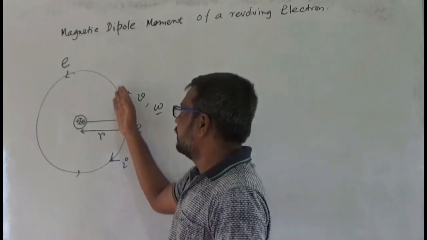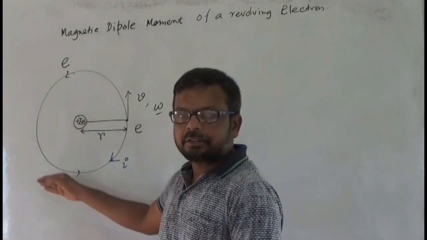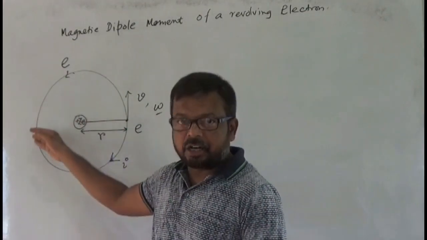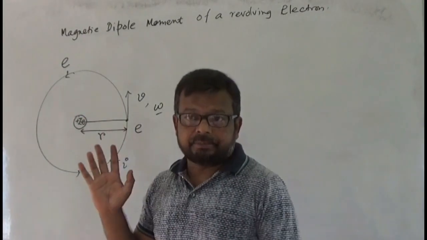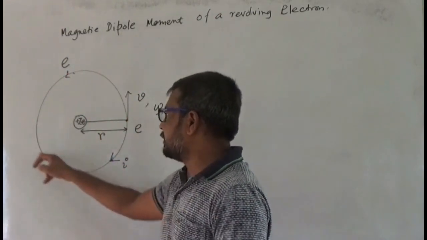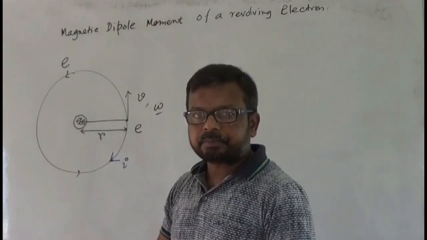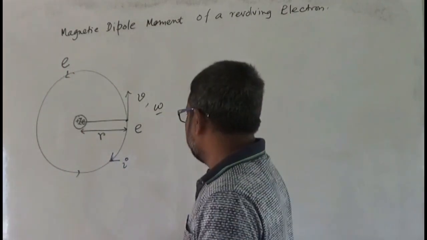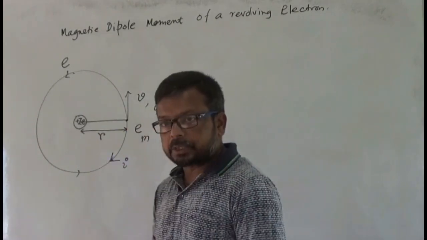Right? This loop, this orbit of the electron can be assumed or considered as a tiny current loop. Current is flowing in this direction. Is it clear? Now let us say the mass of the electron is m and uniform speed is v.